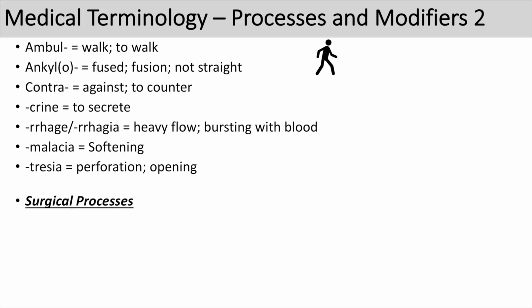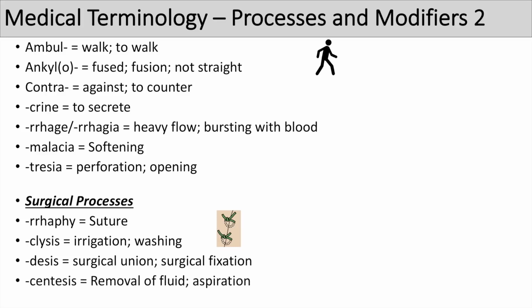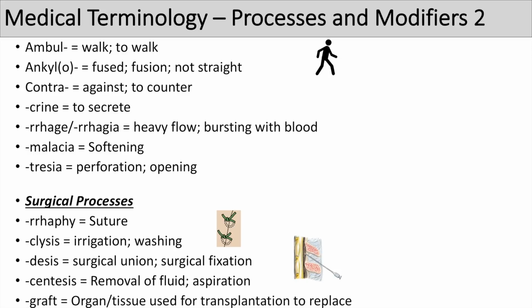Then we're also going to talk some more about surgical processes. These are always important to know. So the suffix raphy means suture. The suffix klysis means irrigation or washing. The suffix desis means surgical union or surgical fixation. The suffix centesis means removal of fluid or aspiration. And the suffix graft means organ or tissue used for transplantation to replace something else. So that's what the suffix graft means.